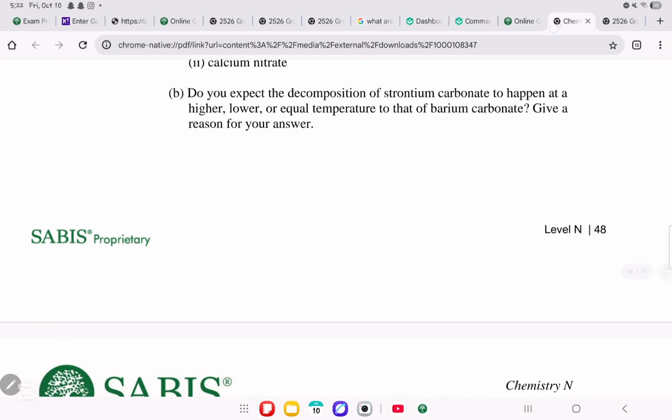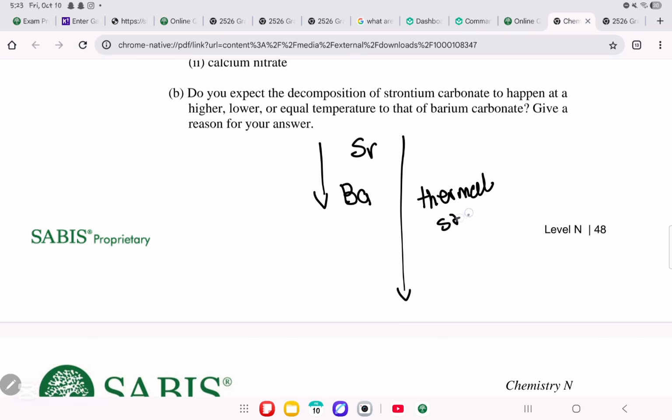Do you expect the decomposition of strontium carbonate to happen at a higher or lower or equal temperature to that of barium carbonate, and give a reason? So we're dealing with strontium and barium. So barium is lower in the group than strontium, and we know as we go down the group, thermal stability what? Decreases, right? Or sorry, no. Thermal stability increases as we go down a group.